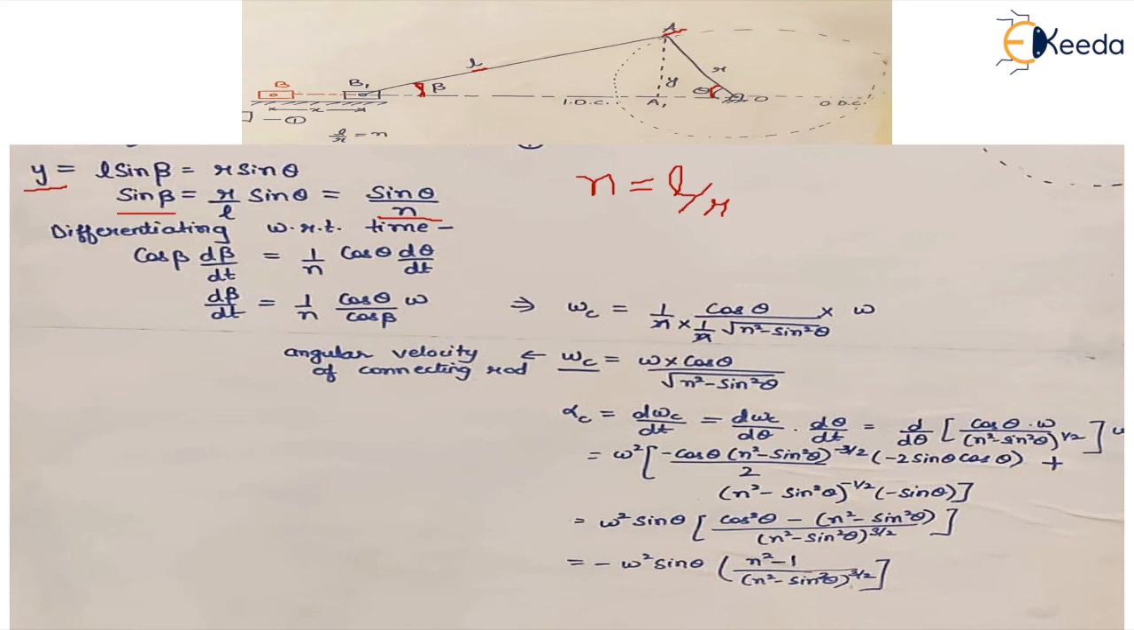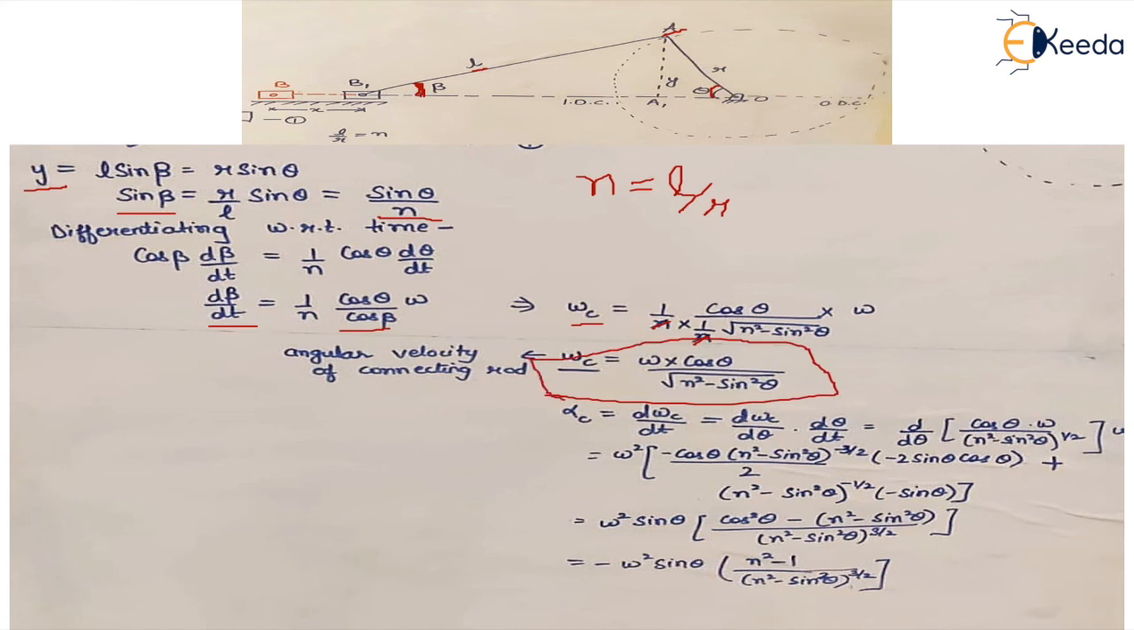So what we are left with is d beta upon dt. And what is d beta upon dt? It is the change in the angular position of the connecting rod with respect to time, which is the angular velocity of the connecting rod, denoted by omega c. And the factor cos beta, we did it in the beginning of the derivation, is equal to 1 upon n root of (n square minus sine square theta). So it gets cancelled out, and this is the value of the angular velocity of the connecting rod.